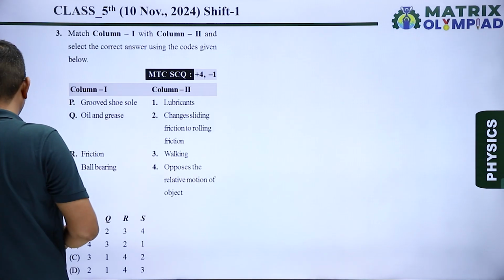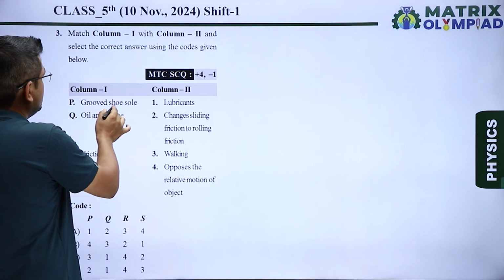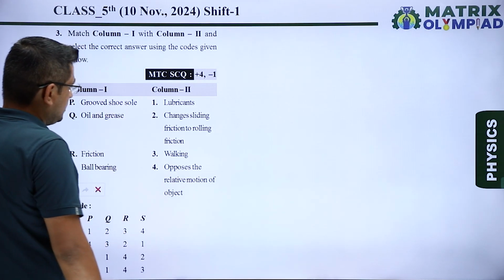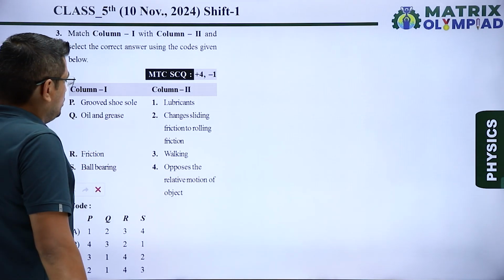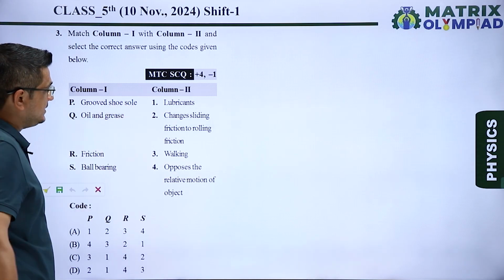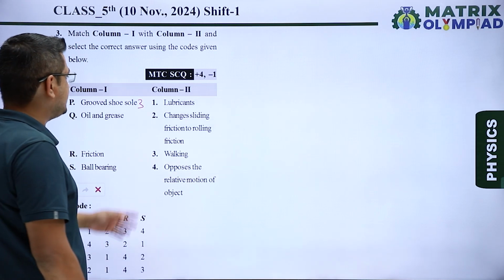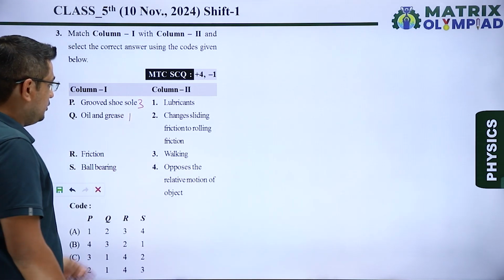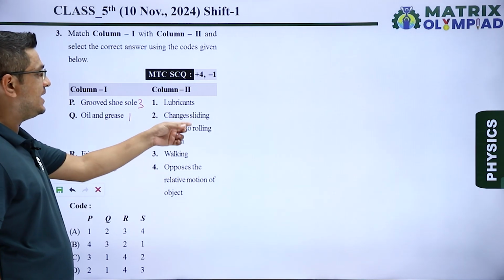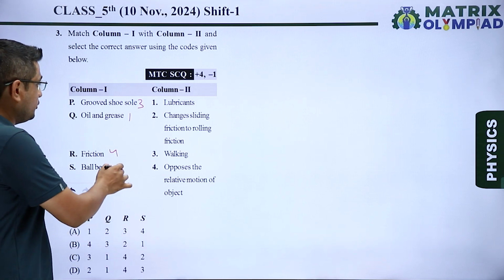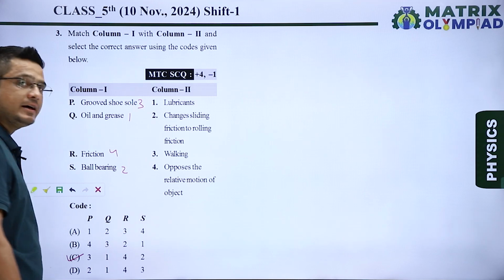Next question, question number 3. Match the column question. Grooved shoe sole, oil and grease, friction, ball bearing. Grooved shoe sole increases the friction due to which we can walk, so for P I will write 3. Oil and grease are lubricants, so I will write 1. Friction opposes the relative motion of the object, so for R I will write 4. Ball bearing changes the sliding friction to the rolling friction, so for S I will write 2. So the correct code is 3142, that means option C is our correct answer.